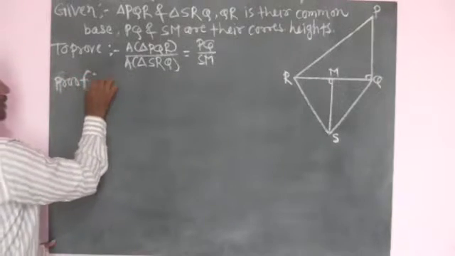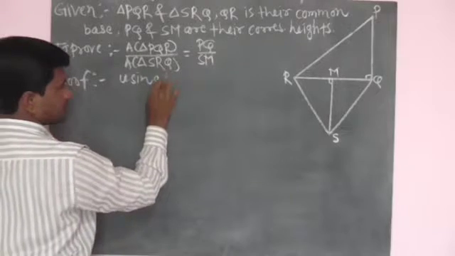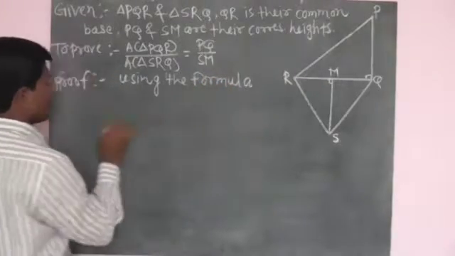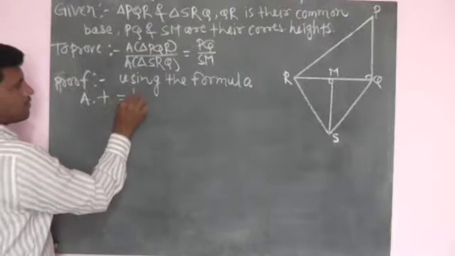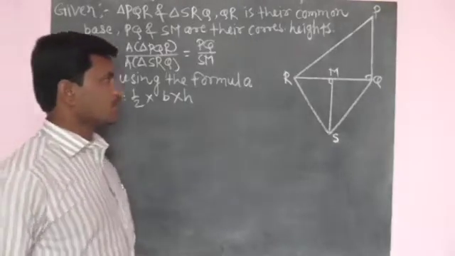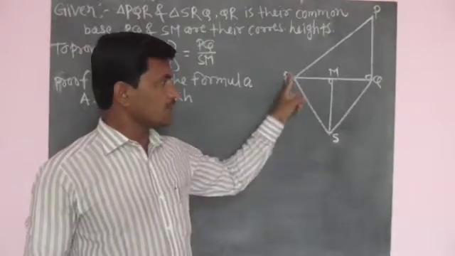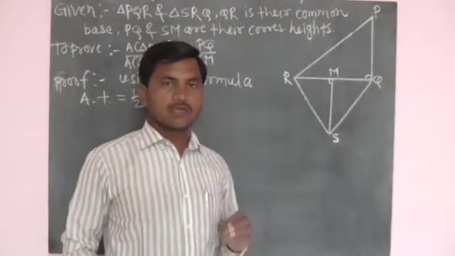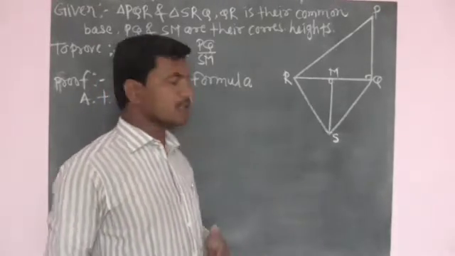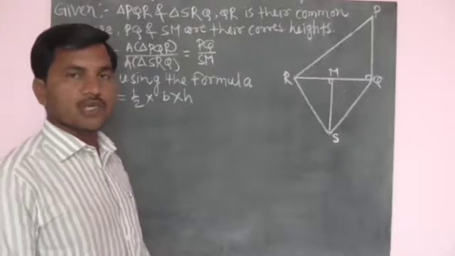Proof: again we use the formula of area of triangle. Using the formula, area of triangle is equal to 1 upon 2 into base into height. Now we use the formula for finding the area of a triangle for these two triangles, triangle PQR and triangle SRQ, and find the area of each triangle, and then we divide the first equation by the second. We get the ratio of areas of the two triangles is equal to the ratio of their corresponding heights.